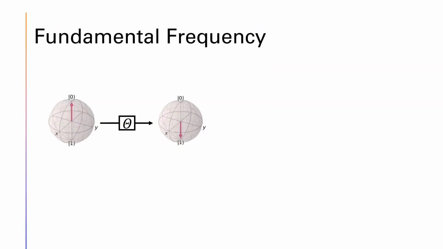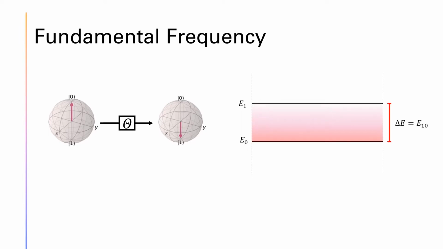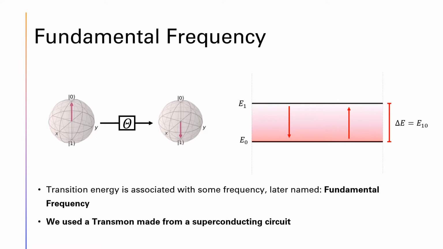To transform the state of the qubit, we supply the qubit with the energy needed to excite it to the next state, or we relax the qubit to the ground state. The energy to excite or relax the qubit is associated with the energy difference between the two states. The energy difference between the 0 and 1 states of the qubit can be represented as a frequency, and this frequency is named the fundamental frequency.